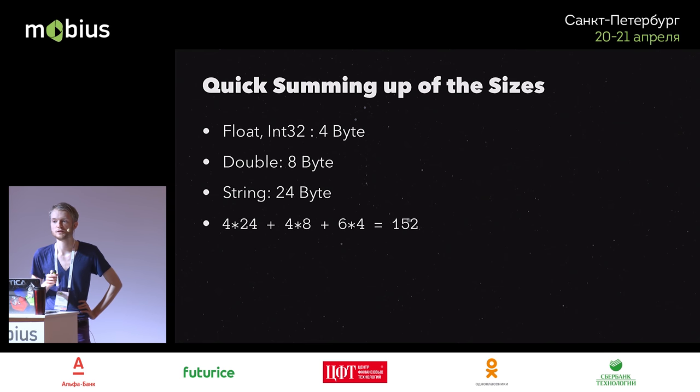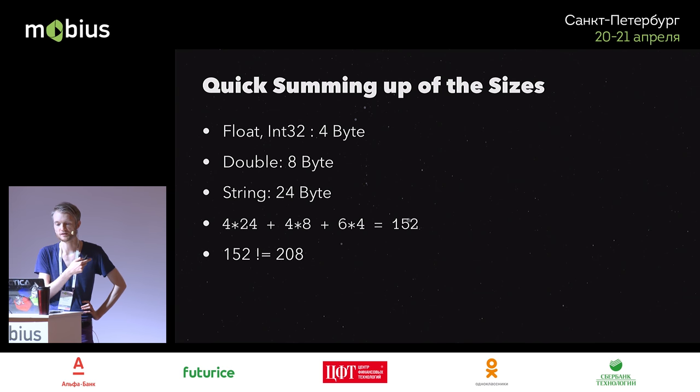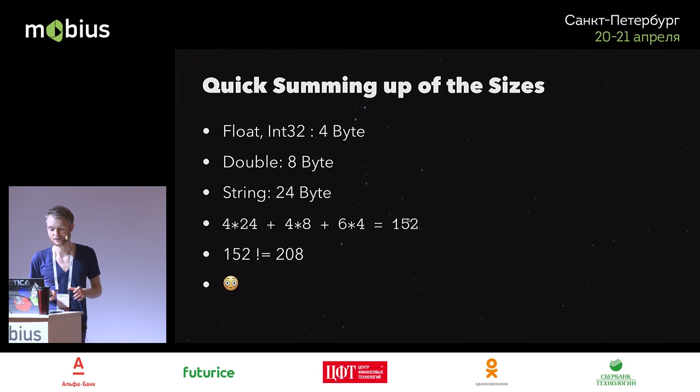Who paid attention earlier to how big this struct was actually? We saw that the memory layout said it's 208 byte. So now we have calculated, okay, it should be 152, but it's really 208. And we're like, oh, something went wrong. Something we don't really understand yet, so we have to go into more detail with our program.